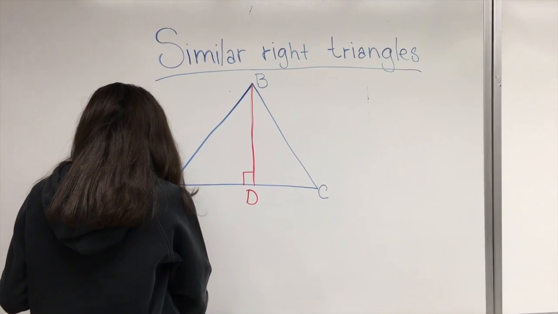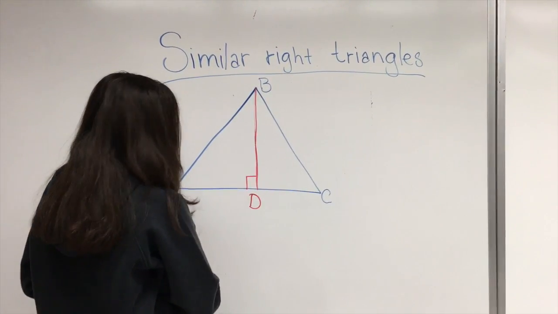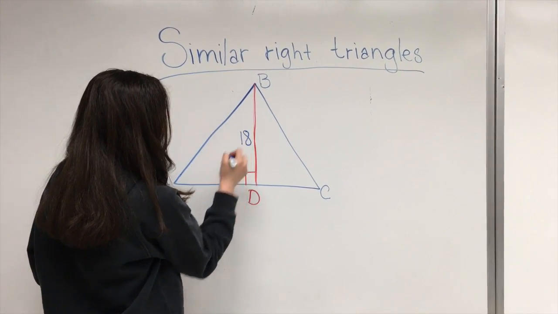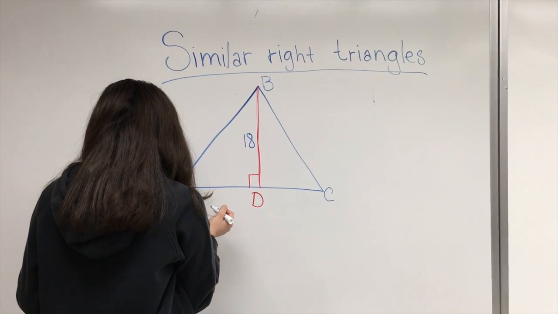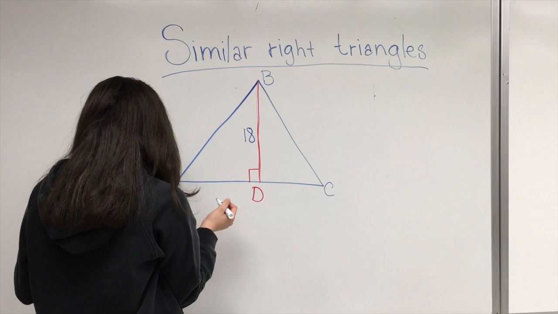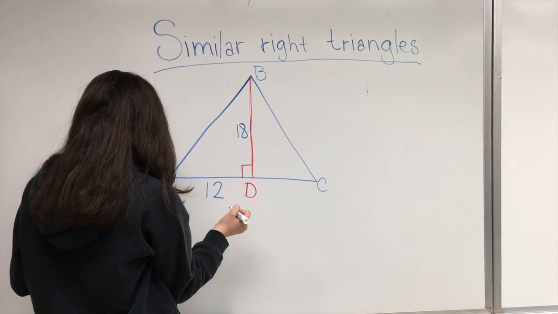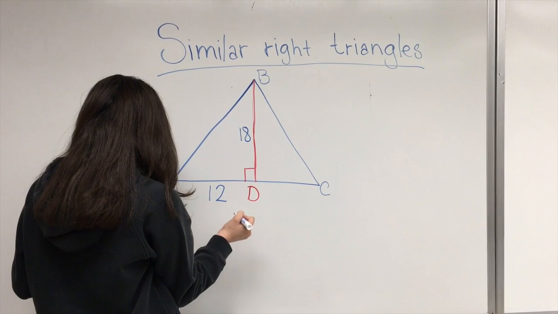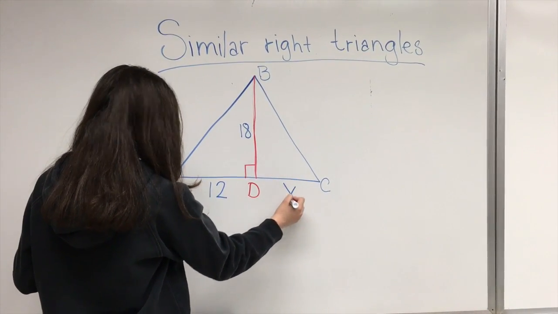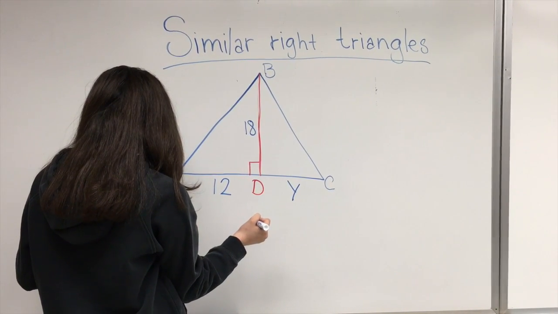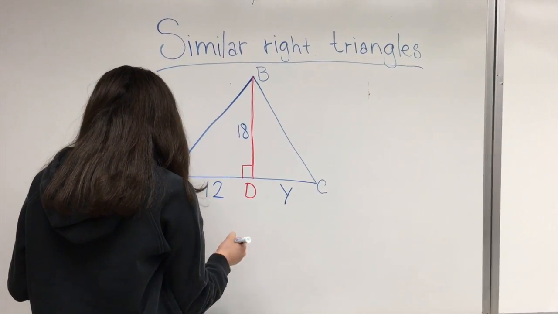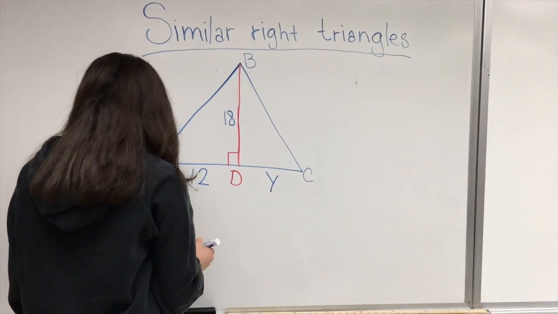You have the triangle ABC divided into two similar triangles by the altitude BD drawn from the right angle to the hypotenuse, where the altitude or segment BD is equal to 18 and AD is equal to 12 and CD is Y. Now let's find the value of Y.